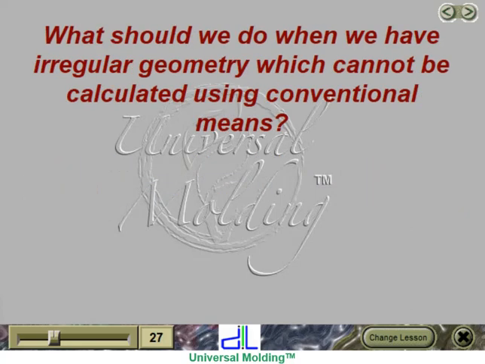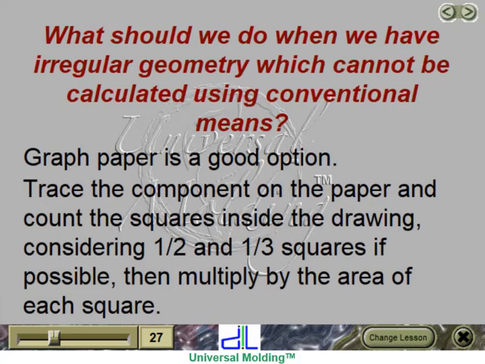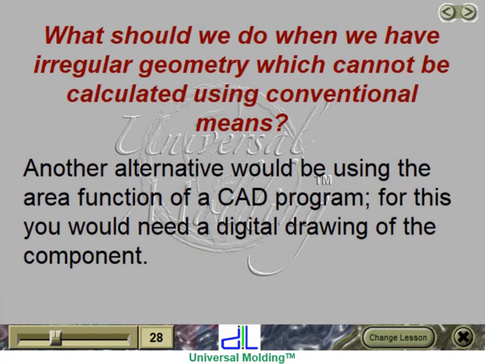What should we do when we have irregular geometry, which cannot be calculated using conventional means? Graph paper is a good option. Trace the component on the paper and count the squares inside the drawing, considering half and third squares if possible. Then multiply by the area of each square. Another alternative would be using the area function of a CAD program. For this, you would need a digital drawing of the component.